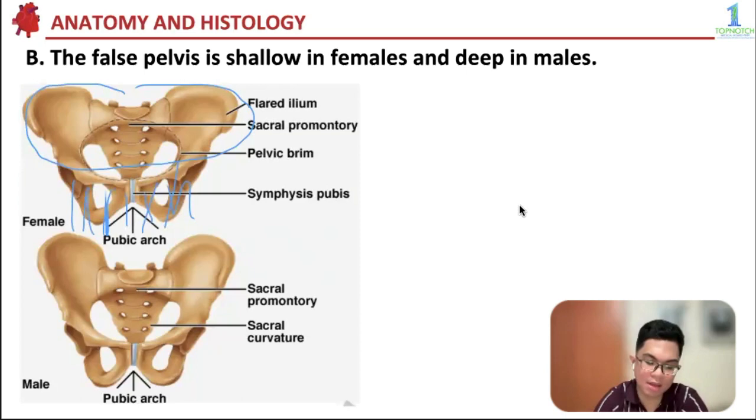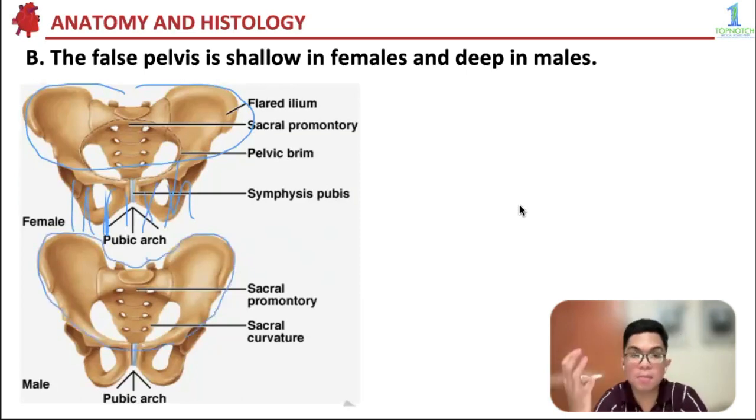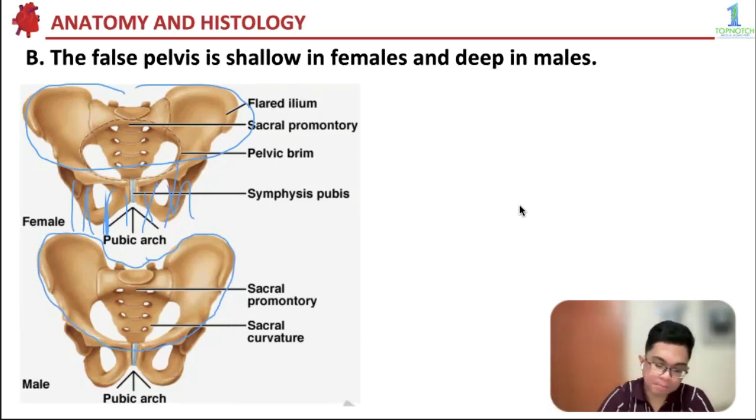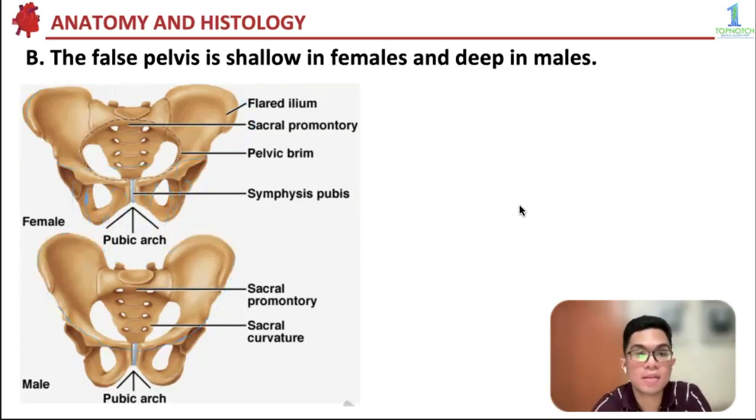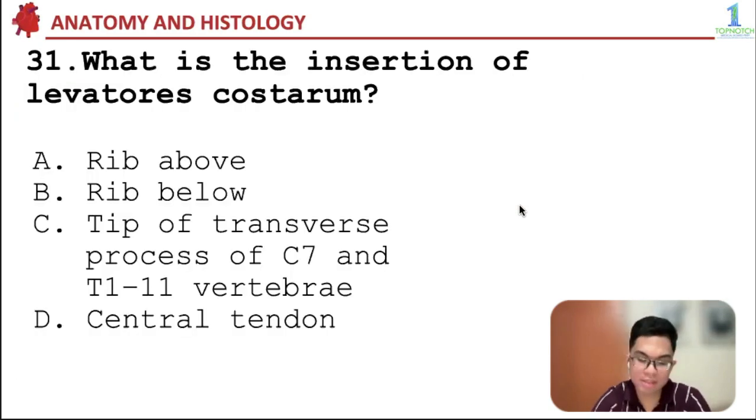Whereas in males, the pelvis is thicker, the bone itself is thicker to accommodate for greater weight, usually among men. And kasi wala namang masyadong structure sa baba, the false pelvis is the one that's larger. Mas cup-shaped siya to accommodate other structures sa taas. Okay? So yun yung differences ng dalawa. Okay? So next question tayo.